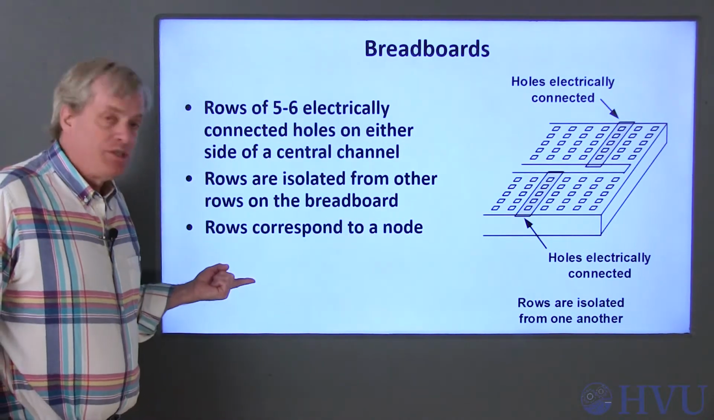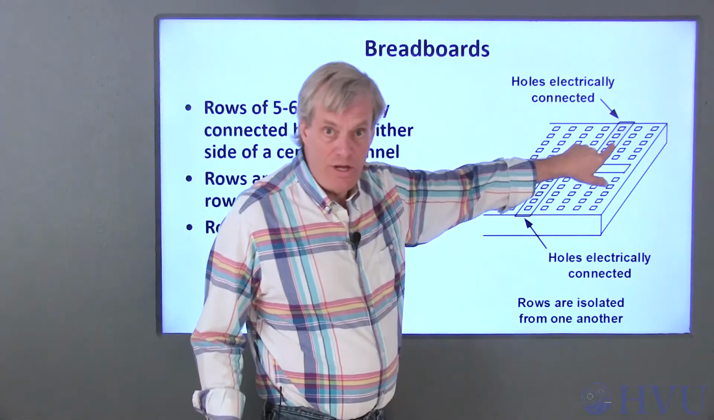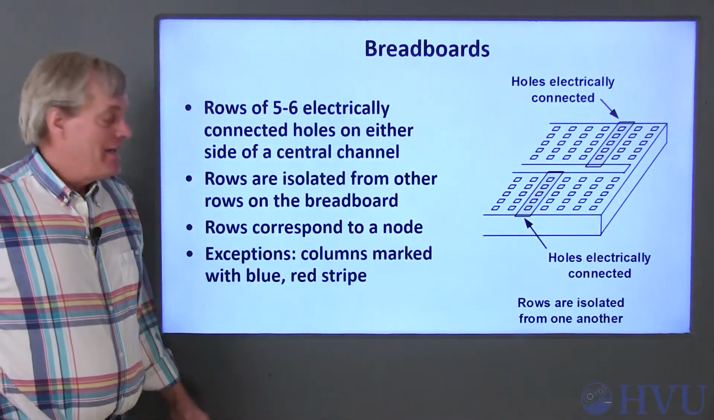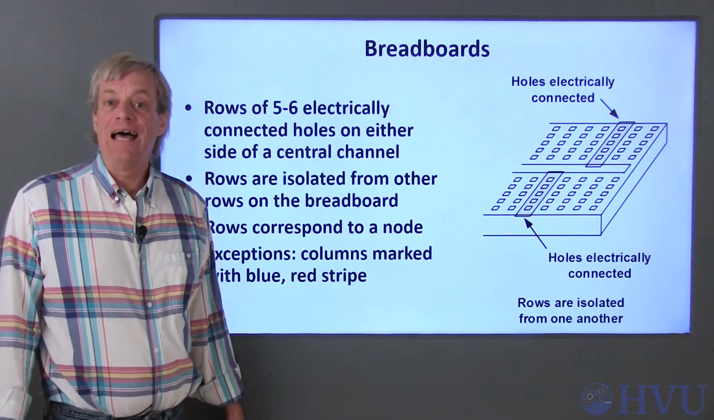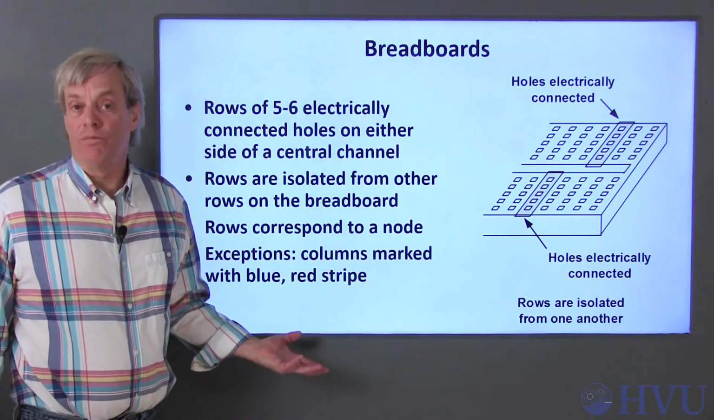Since there's no voltage difference between the holes in a single row, each row of holes on the breadboard can constitute a node in a circuit. Exceptions are columns of holes that have a red or a blue line next to them. Now let's take a look at these concepts in the context of a real breadboard.